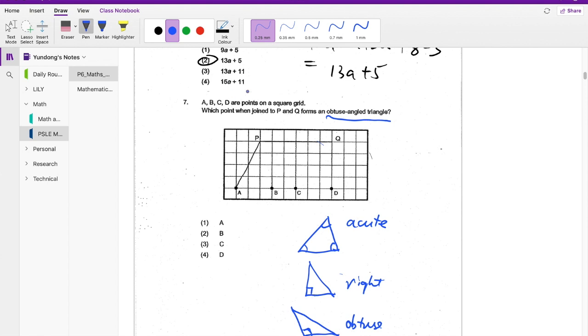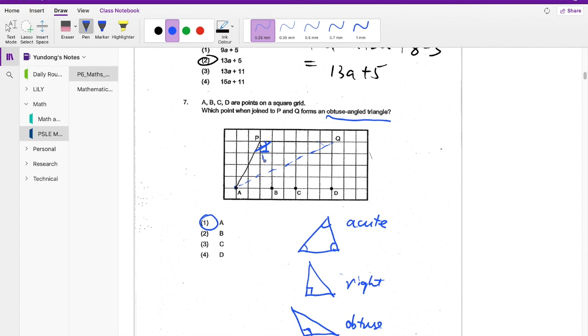So let's see. So we start from A. We can clearly see that this angle is obtuse angle, because for this square grid, this one is right angle. So this one is greater than right angle. So this is the obtuse angle. So we can see directly from this one, which is the obtuse angle triangle.